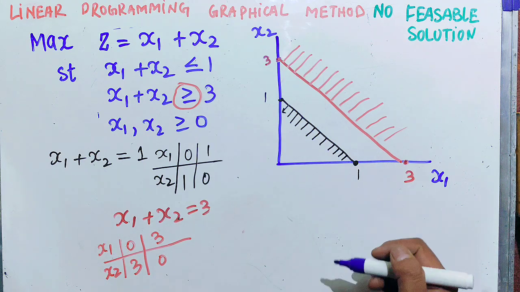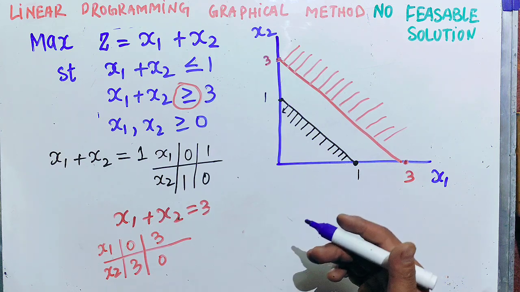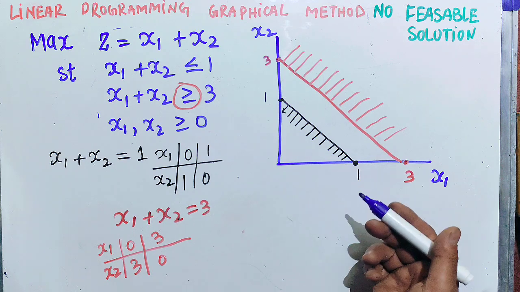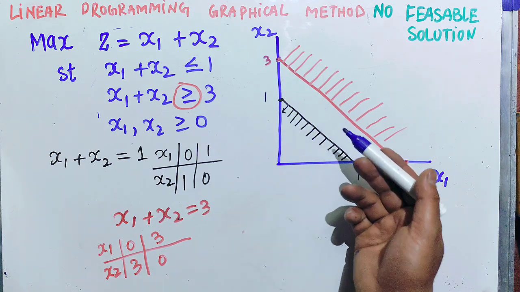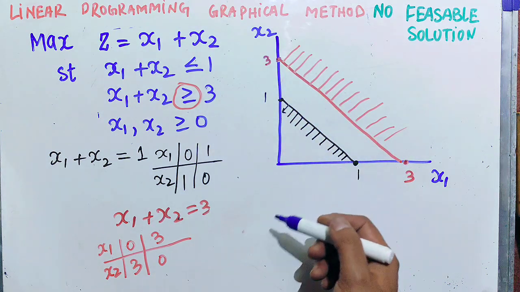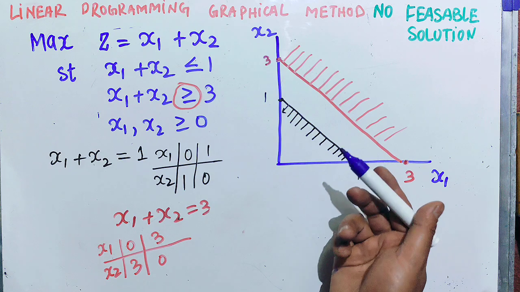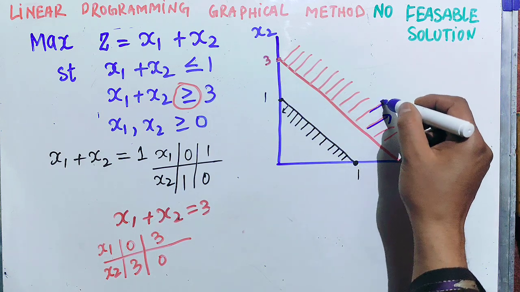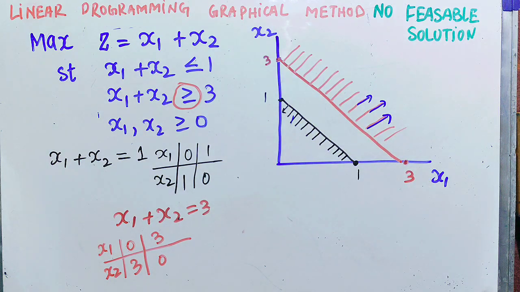Now what is a feasible solution? A feasible solution is the region or the area that satisfies all the constraints of the problem. Okay, so we don't get a common region of these two lines here, so we cannot get the feasible solution here, because we share this part, and here we share this part, so we will not get the feasible solution in this case.